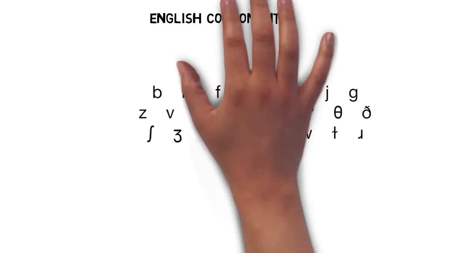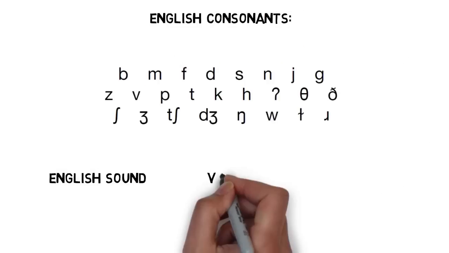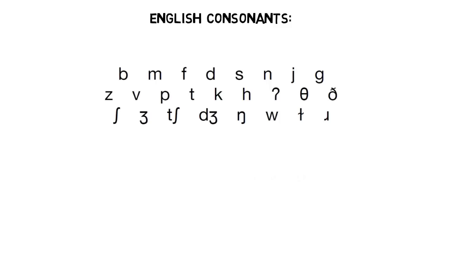American English has 25 consonants. Now, usually when I make these videos, I compare the language you're learning to the sounds of English. But that's not really going to work here. Instead, I'm going to assume that you know a small set of sounds that tend to show up in most languages, and then we're going to use those sounds to explain the rest of the consonants you need.